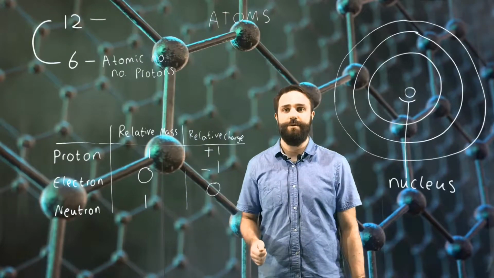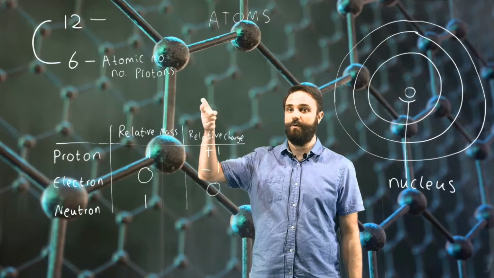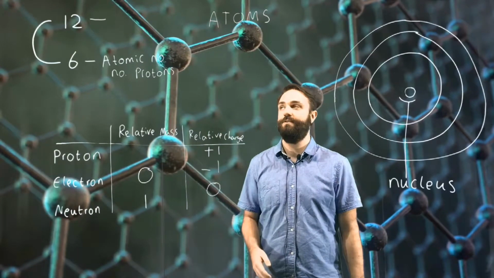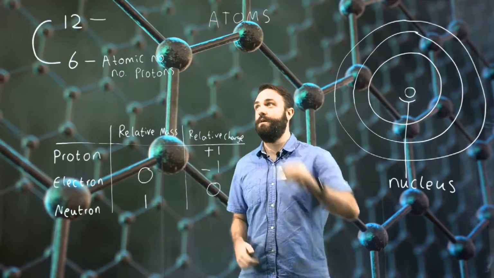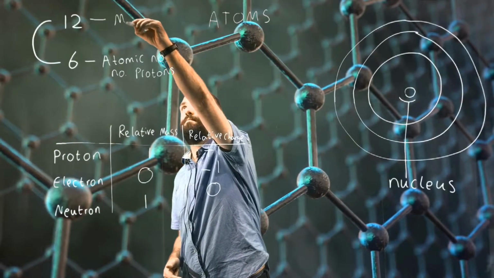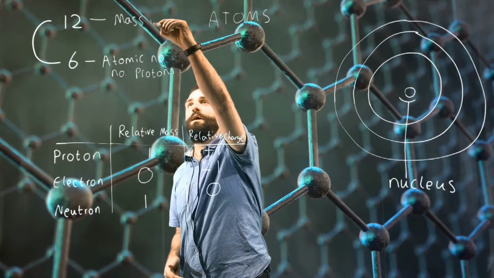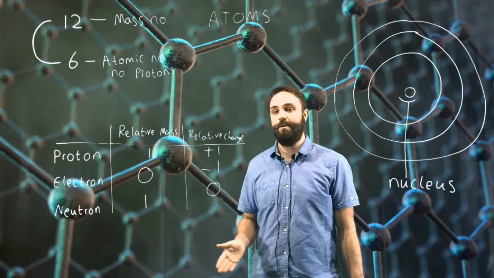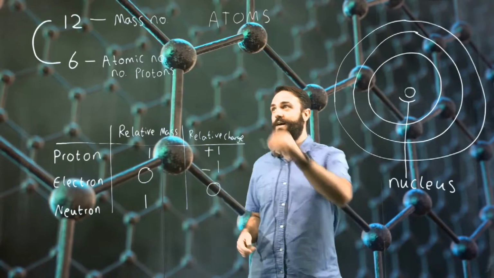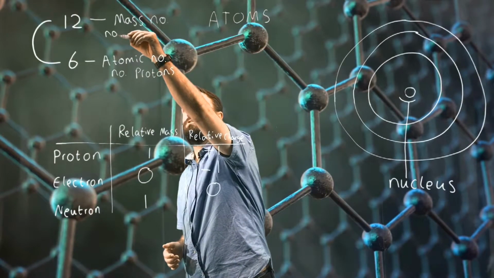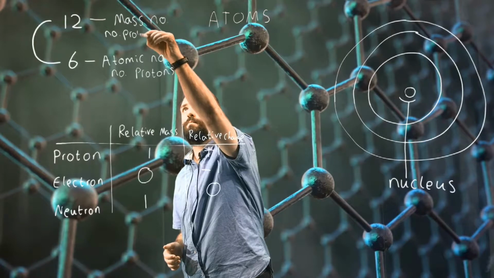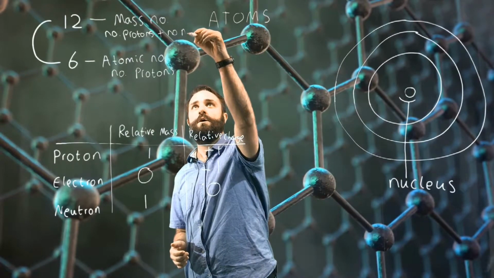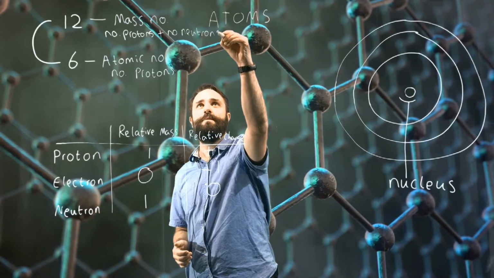The larger of the 2 numbers, don't forget, they're not always in this order. Sometimes they're at the bottom, sometimes they're on the left. So you're looking for the larger of the 2 numbers. The larger of the 2 numbers is called the mass number. It's also called the nucleon number, which gives you a clue. It is the number of nucleons. So that is the number of protons plus the number of neutrons added together.